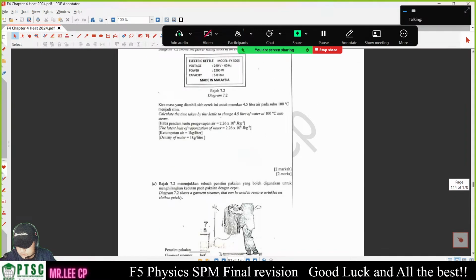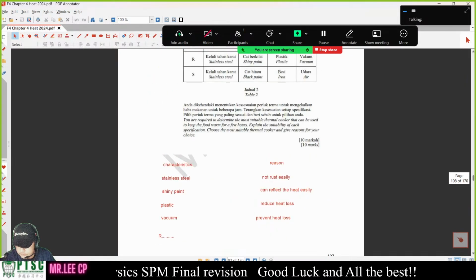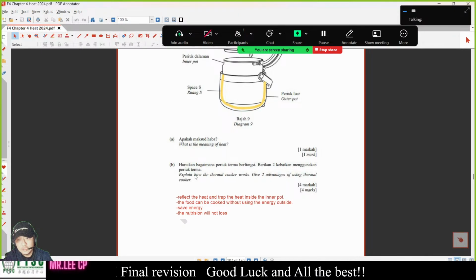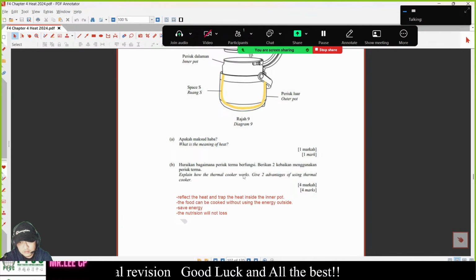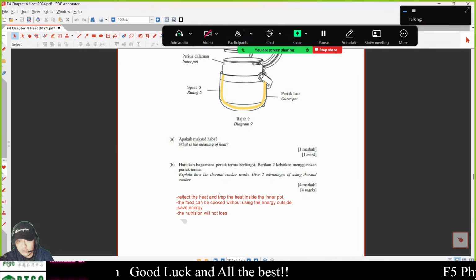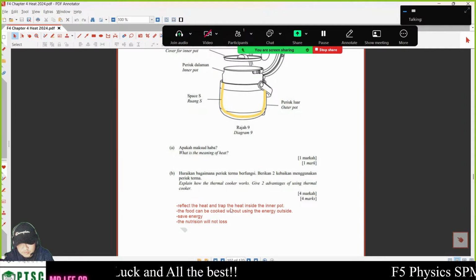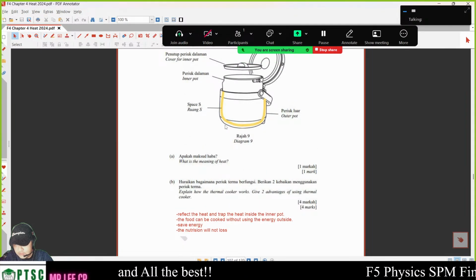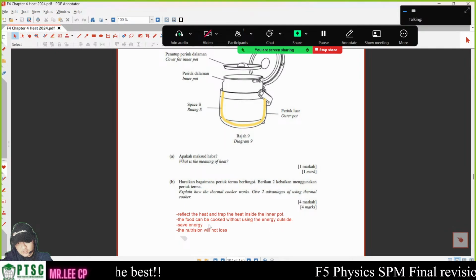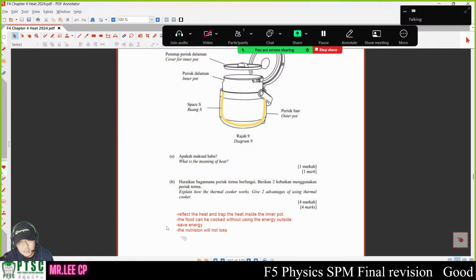Some questions we didn't do. Too much already. Heat. This kind of question, for example, they will ask you, explain how the thermal cooker works. Give two advantages of using a thermal cooker. So now you need to know how to answer. It can reflect the heat and trap the heat inside the inner pot here. The food can be cooked without using the energy outside, so it saves energy, and the nutrition will not be lost. This is the answer scheme's answer. You can just follow.